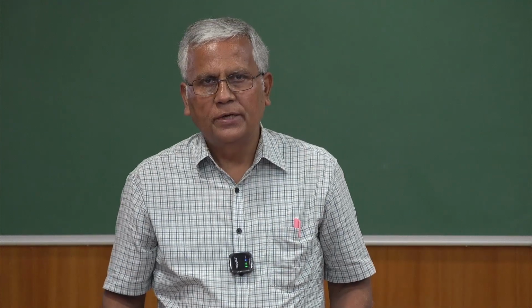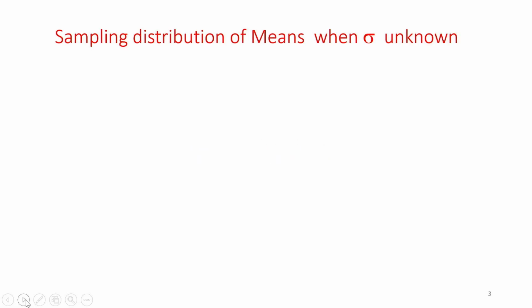So today's topic is sampling distribution part 2. The first distribution that we are going to discuss is known as T distribution. Now, we would like to find out the distribution of means when the standard deviation, that is sigma, is unknown.